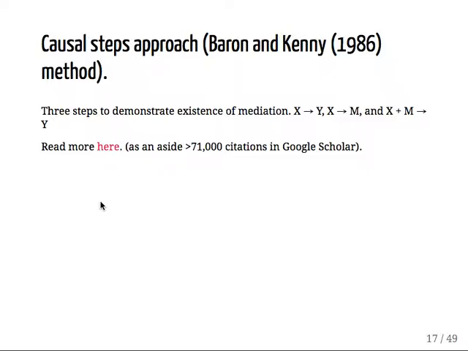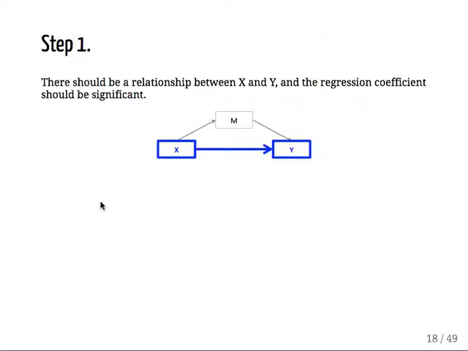And as an aside, this has 71,000 citations in Google Scholar. So it's a very popular method, or it has been a very popular method in psychology. So even though it's an older method, it remains quite popular. I'll tell you some of the issues with these methods a little bit later on, but you have to know about it, and sometimes it might just do the job for you.